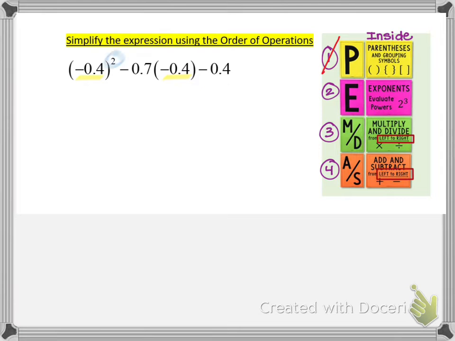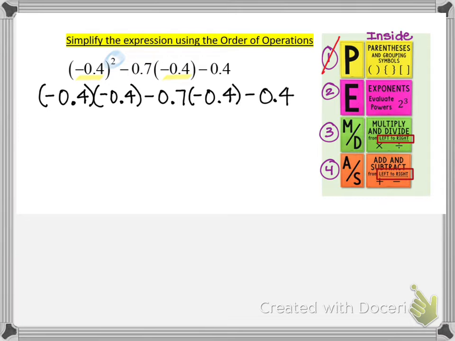I do see an exponent. So that means I need to evaluate the power and I need to figure out what negative 0.4 to the second power is equivalent to. So I could also write negative 0.4 to the second power as negative 0.4 times itself. And then I'm going to continue with the rest of the expression. Minus 0.7 times negative 0.4, and then close that parenthesis, and then minus 0.4.